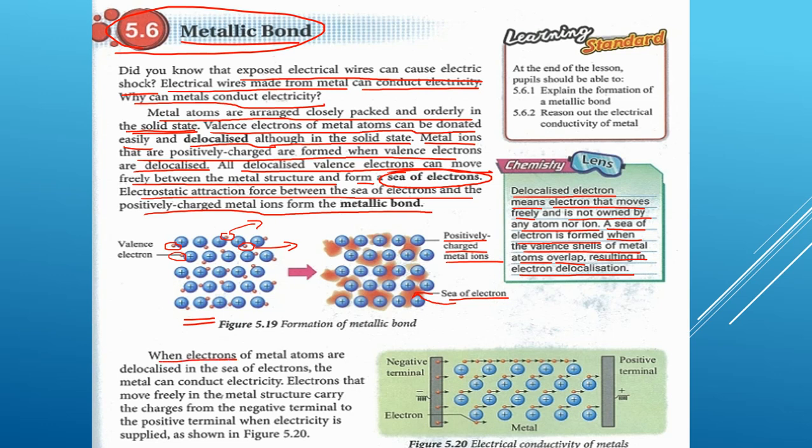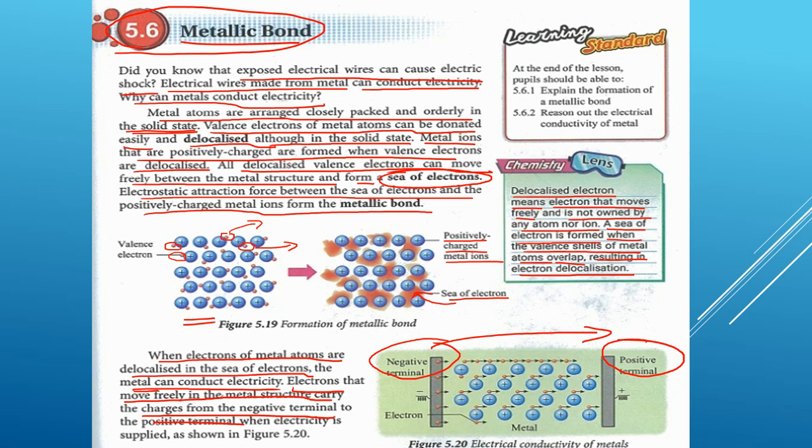Okay, so when electrons of metal atoms are delocalized in the sea of electrons, the metal can conduct electricity. Electrons that move freely in the metal structure carry the charges from the negative terminal to the positive terminal when electricity is supplied. So that's why the metal can conduct electricity. Here we have the negative terminal, and here we have the positive terminal. The electrons move freely in the metal structure, carrying the charges from the negative terminal to the positive terminal when electricity is supplied.